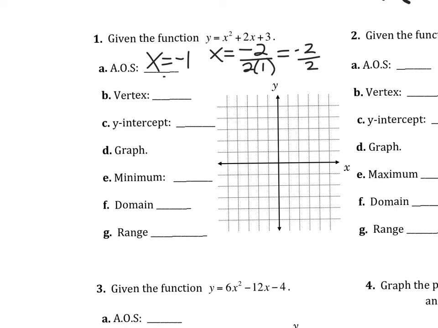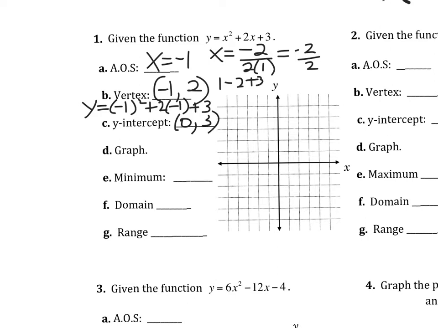So then the vertex will have that same value in its x spot. And to find the y, we want to just plug in negative 1. So negative 1 goes into our function, our original function up top. Negative 1 squared plus 2 times negative 1 plus 3. If you're going to use your calculator, which is fine, you'll want to put parentheses around -1 when you square it. And you get 1 minus 2 plus 3, which is 2. Okay, and then the y-intercept is to let x equal 0. When I plug 0 in, I get 0 plus 0 plus 3, which is 3.